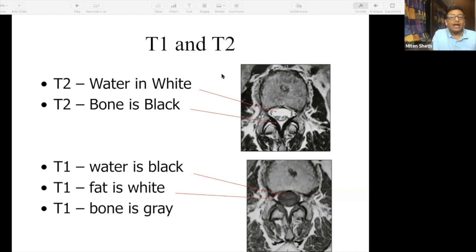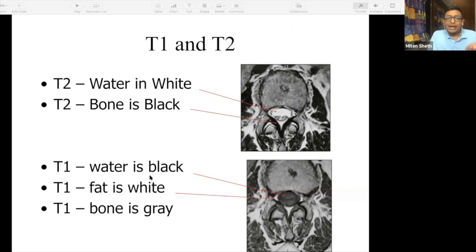Whenever you get an MRI, you typically get 4 films. Two are T1 weighted images, two are T2 weighted images. What you need to know is, in a T2 weighted image, your water is going to look white in color, and your bone is going to look black in color.